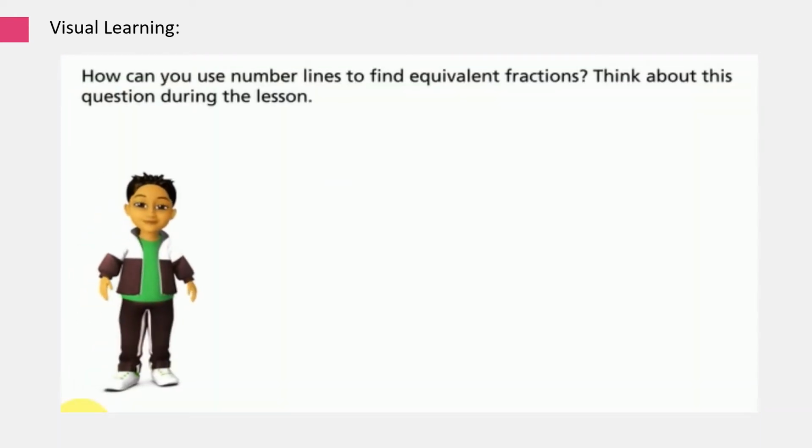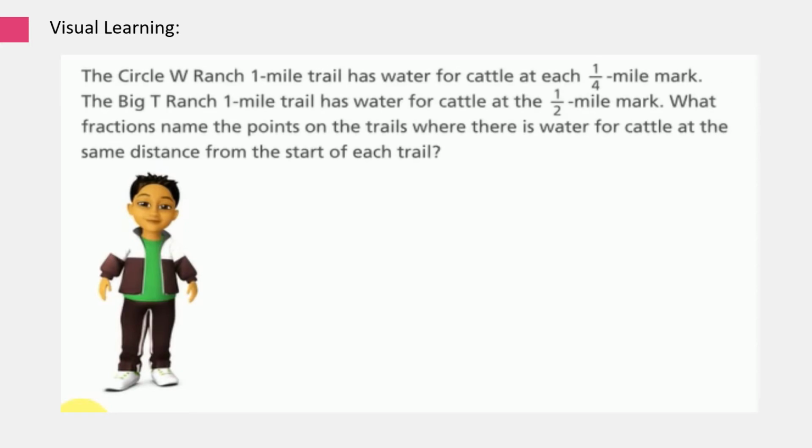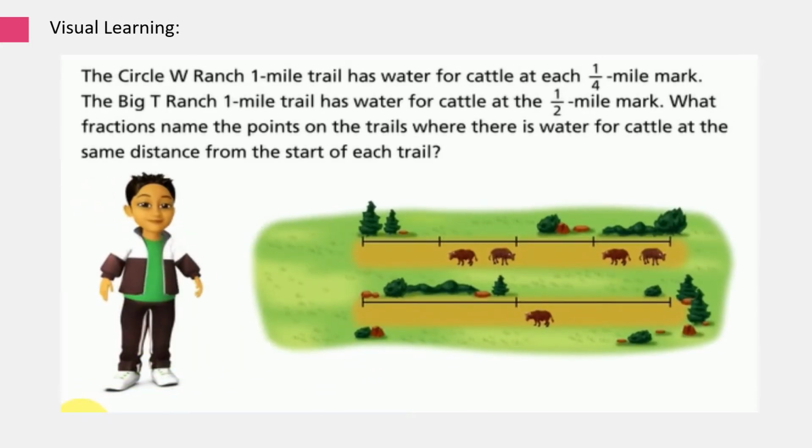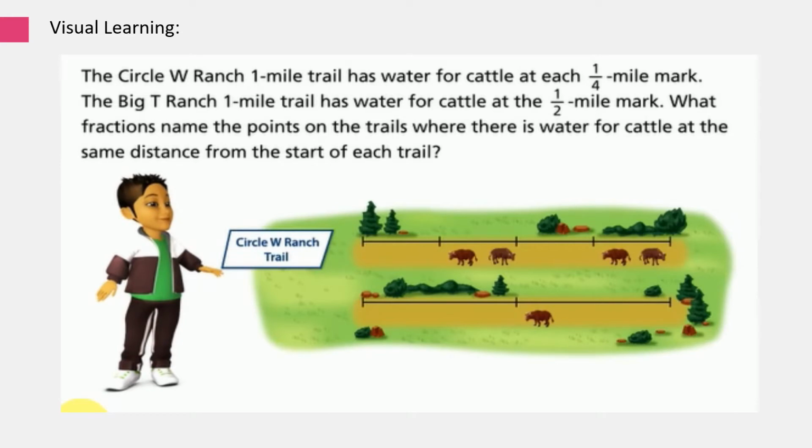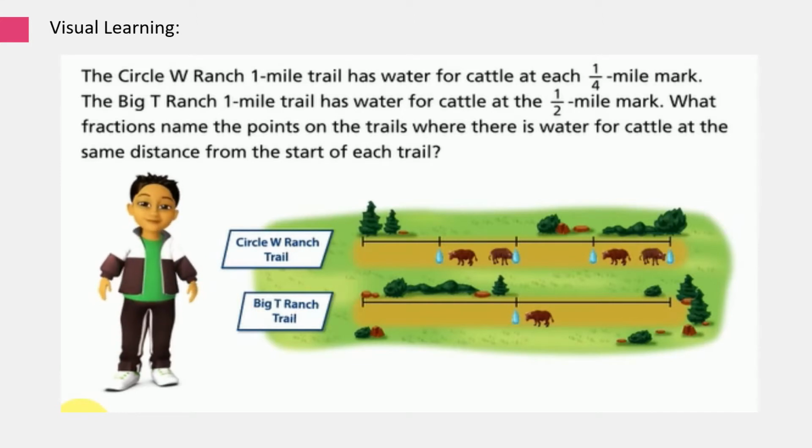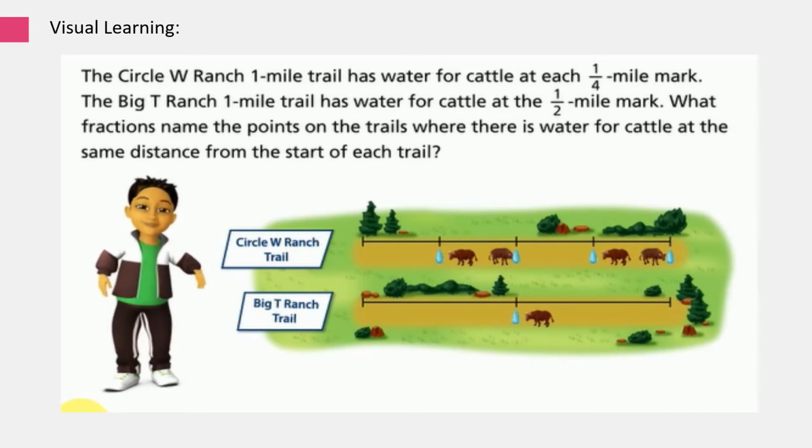How can you use number lines to find equivalent fractions? Think about this question during the lesson. The Circle W Ranch 1 mile trail has water for cattle at each 1/4 mile mark. The Big T Ranch 1 mile trail has water for cattle at the 1/2 mile mark. What fractions name the points on the trails where there is water for cattle at the same distance from the start of each trail? Let's find out.